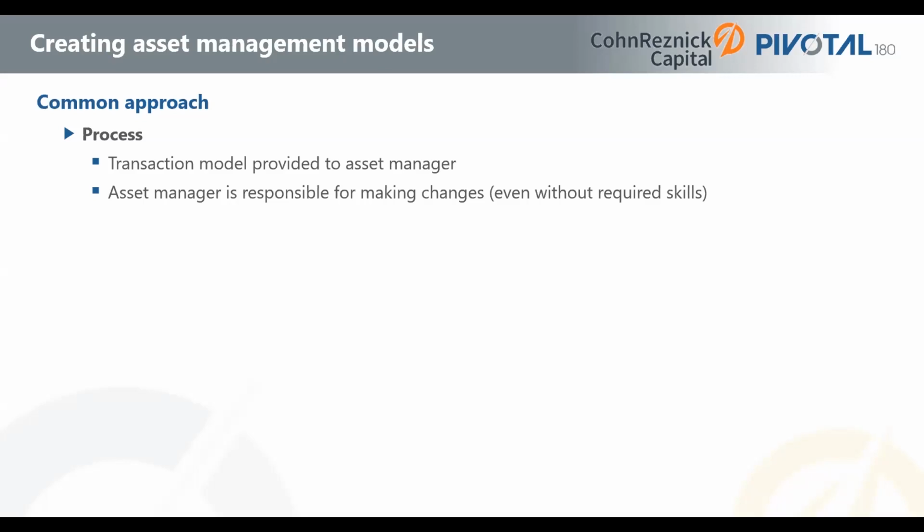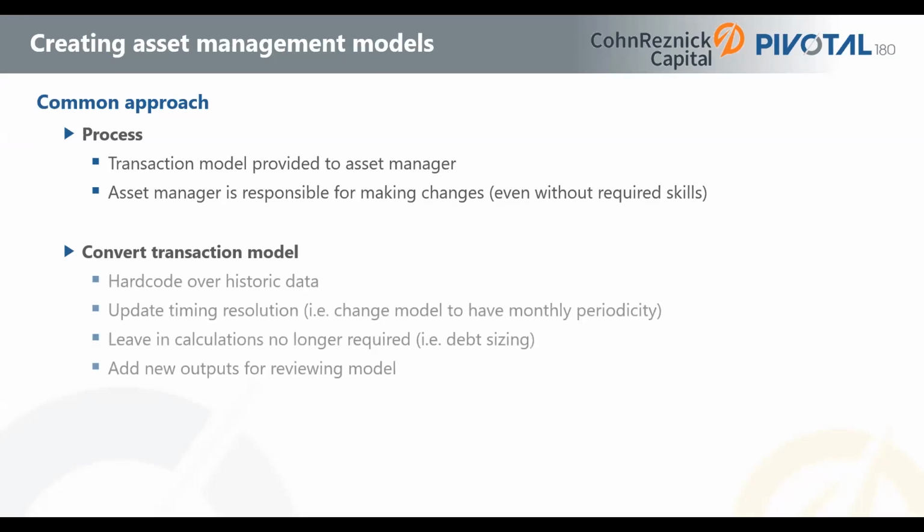So the next thing that happens is they convert the transaction model to an asset management model. And here's what often happens. First of all, they hard code over historic data. And what I mean by that, as we roll the model forward, let's say the deal closed at the end of 2019, and by July of 2020, we've now got 6 months of historic information that needs to be recorded somewhere.